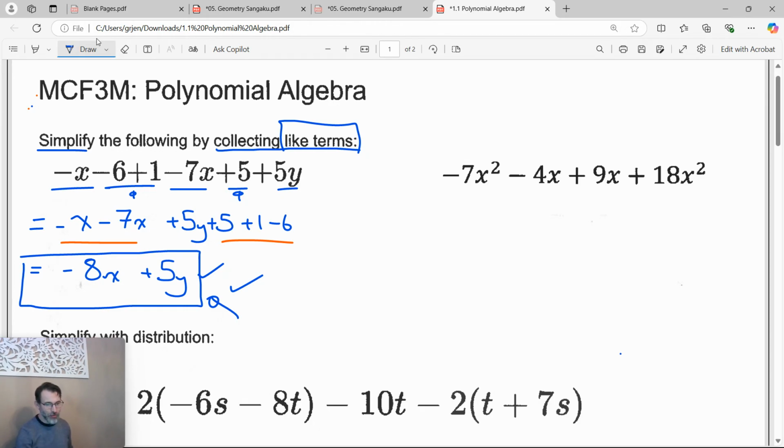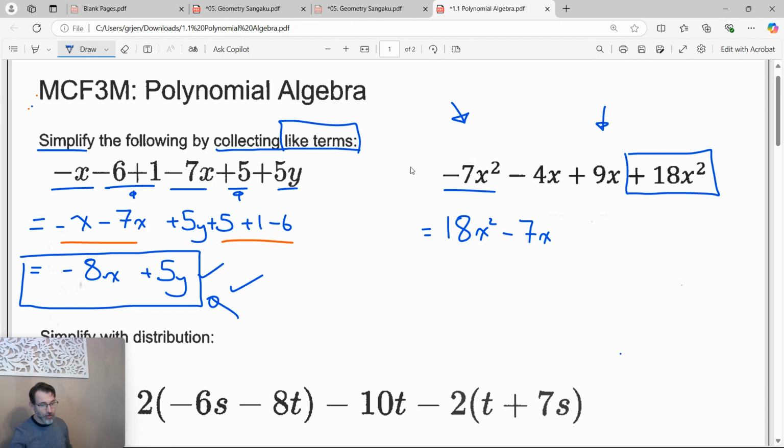Moving on, we might have things like this where we have to tidy up some x squareds and linear x's. So I might rewrite, and the trick here is that I might rewrite this in front, 18x squared, and then put the other like term right next to it, minus 7x squared. And I grouped them that way with the positive 8x minus 7x after, because it's easier to do 18 minus 7 rather than minus 7 plus 8. I think I will make fewer errors, so I group it this way.